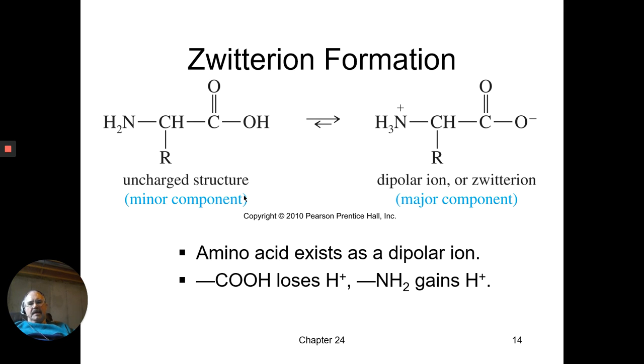The carboxylic acid group is acidic, it loses a proton, whereas the amino group is basic and gains a proton. The actual structure, whether we have ionized groups or not, will depend on the pH.